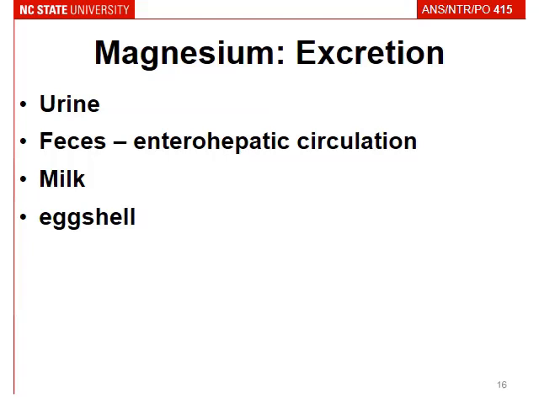When we go to excrete magnesium, it's primarily excreted within the urine. However, it can be excreted in the feces via the enterohepatic circulation. So this is going with bile. When we release bile out of the gallbladder, that's how we can get rid of it. If we have excess and animals that are lactating, we can throw it in the milk, and we can also have our laying hens put it in the eggshell to get rid of excess levels of magnesium.